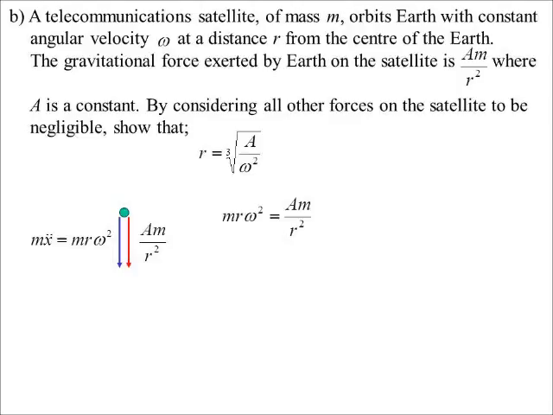Oh, by the way, I should have said, why can I say gravity is always in the same direction as the resultant force in this case? The centre, exactly. In this case, we're orbiting the Earth, and gravity is always directed towards the centre of the Earth. So they'll always be in the same direction. So mr omega squared is GMm on r squared. Tidying that up, r cubed is GM on omega squared. There's our answer, the cube root of GM on omega squared.